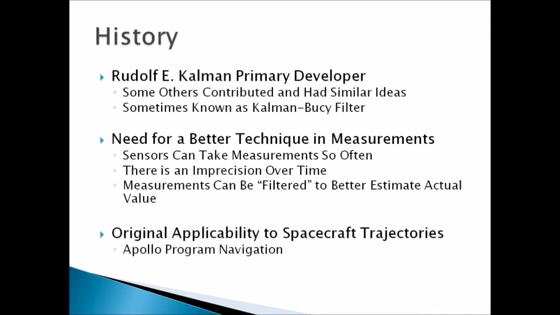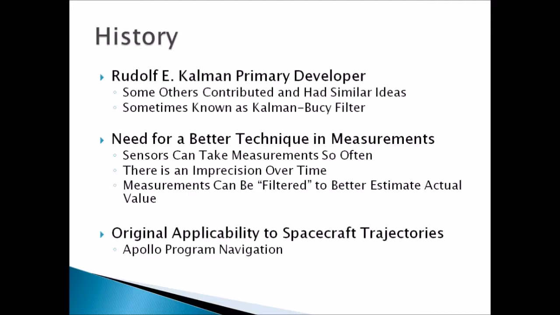Now, Rudolf E. Kalman was the primary developer, but obviously, as I mentioned before, some other folks had similar ideas. A guy named Bucy is often co-named on the filter with Kalman as a result of his contributions. What prompted this was the need for a better technique in coming up with measurements. Sensors can only take measurements so frequently, and often there's a lag time or some type of imprecision. However, the thought is that over time that imprecision will average out, so you can filter the measurements to obtain a better estimate of the actual value.